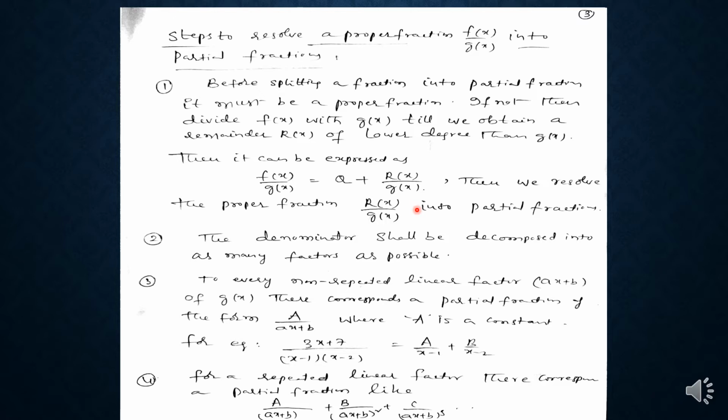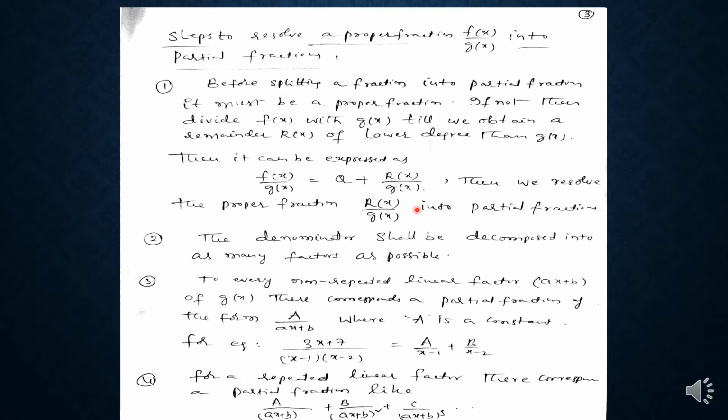To every non-repeated linear factor ax plus b of g of x, there corresponds a partial fraction of the form A by ax plus b, where A is a constant which is to be determined. For example, we have a given fraction (3x plus 7) by (x square minus 3x plus 2). Here the denominator is x square minus 3x plus 2. We can factorize the expression as (x minus 1) into (x minus 2). Two linear factors are there.